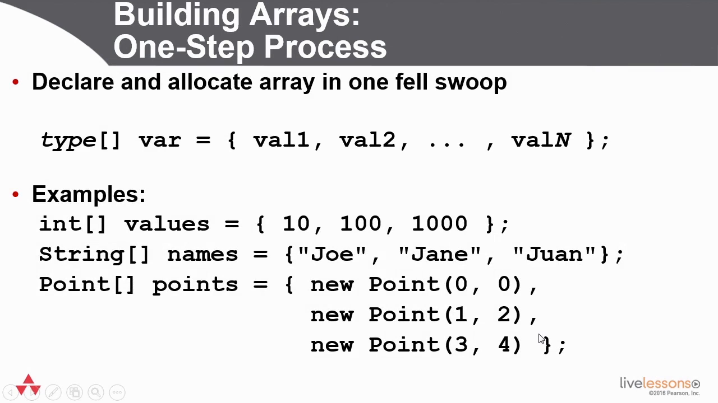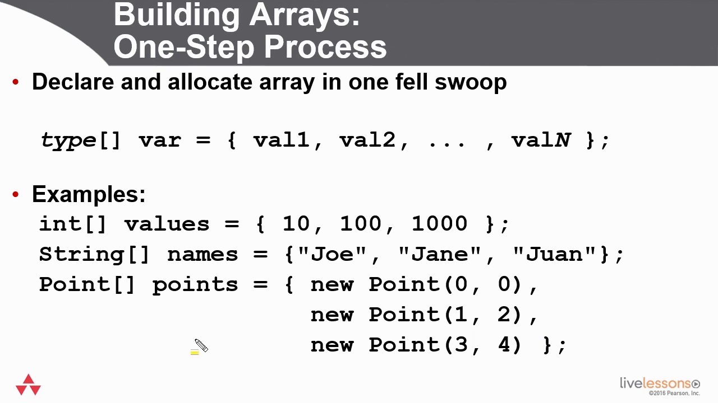Earlier in the lesson, we briefly introduced arrays. Here we will give more details. Most importantly, we will look at two alternatives for creating arrays. The easiest and simplest alternative is what I call the one-step process. You declare the array and you give the values inside curly braces separated by commas, all in the same statement.